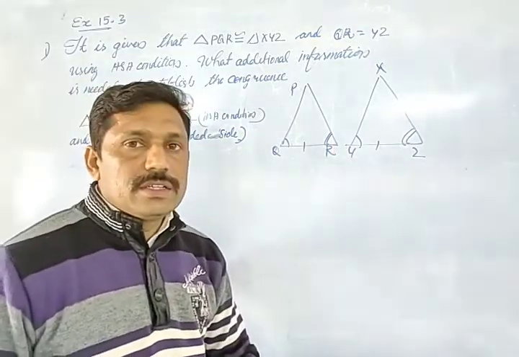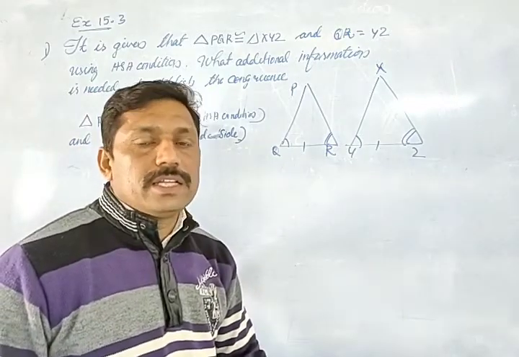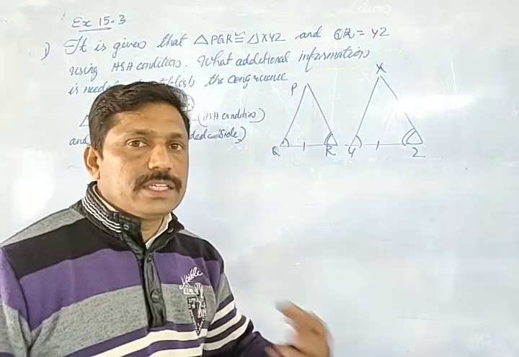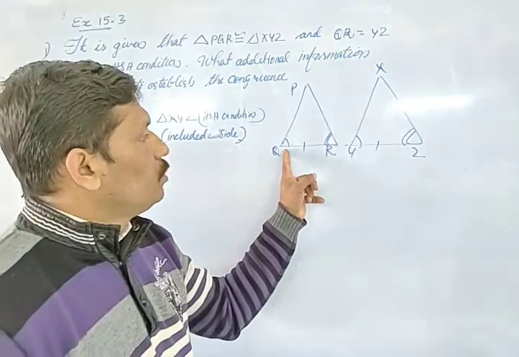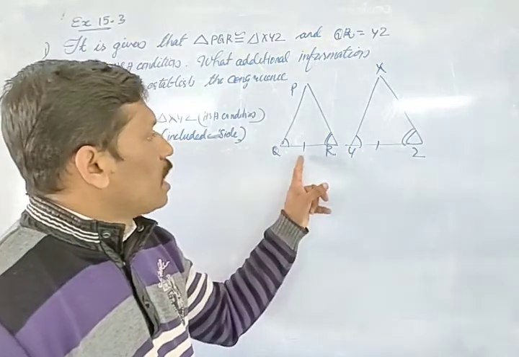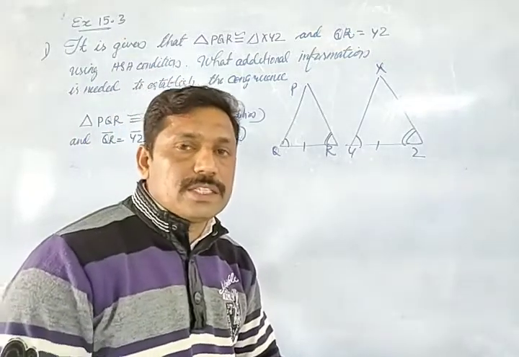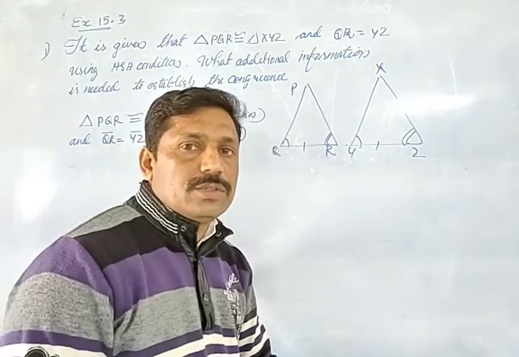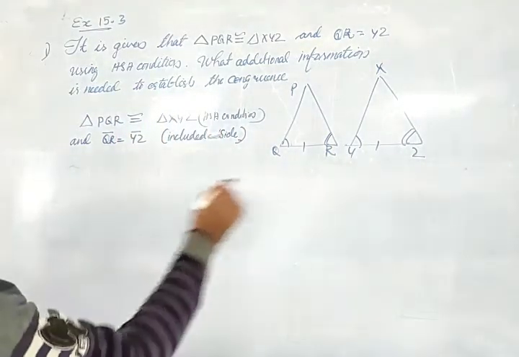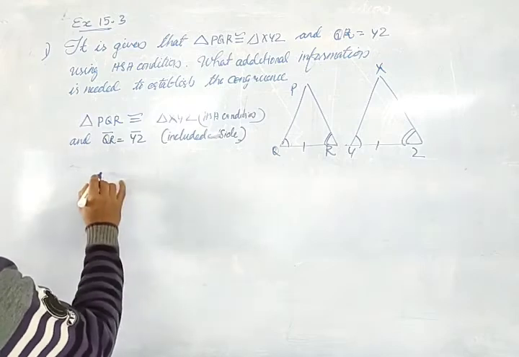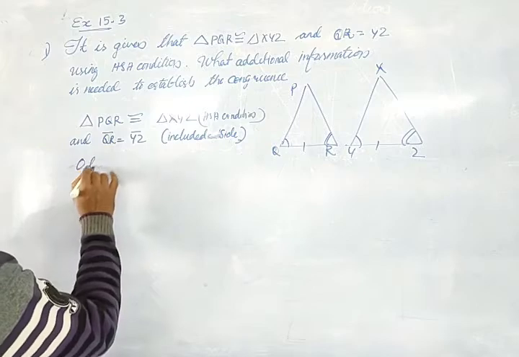The included side is given, so the other two things we want to prove congruent are the two angles. So which are the two angles which are congruent? Angle Q is equal to angle Y and angle R is equal to angle Z. These are the other two pieces of information needed for making these two triangles congruent. Therefore we write the other conditions are the two angles.